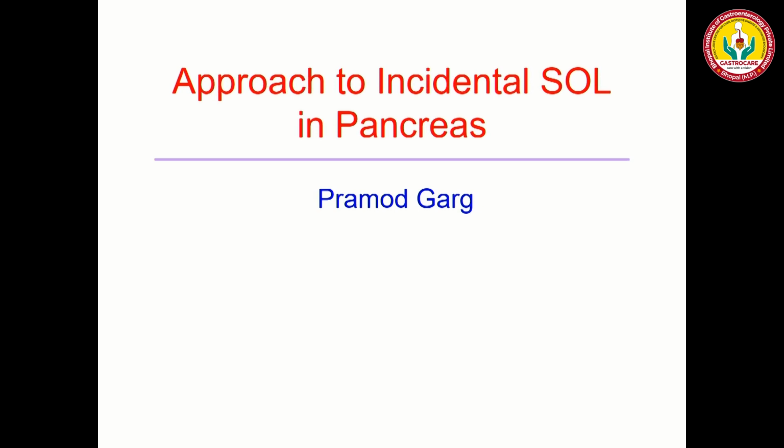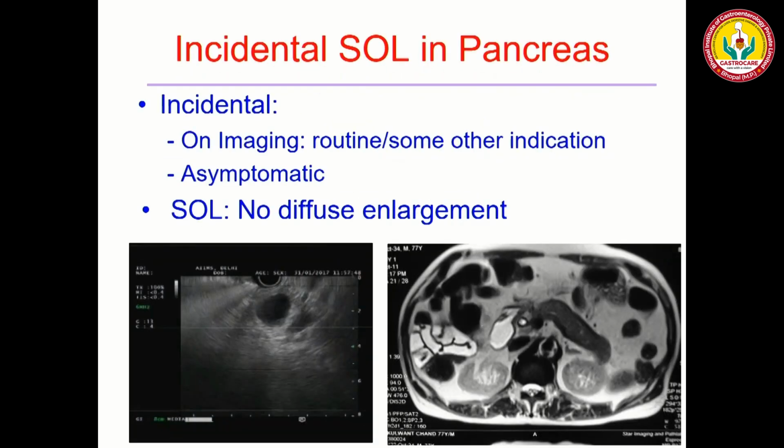I'm going to talk about an approach to an incidental space-occupying lesion in the pancreas, also known as incidentaloma of the pancreas. By definition, a lesion like this should be picked up on imaging, which is done either as a routine investigation, which is kind of fashionable nowadays, or the investigation has been done for some other indication and the patient is asymptomatic, at least as far as that lesion is concerned.